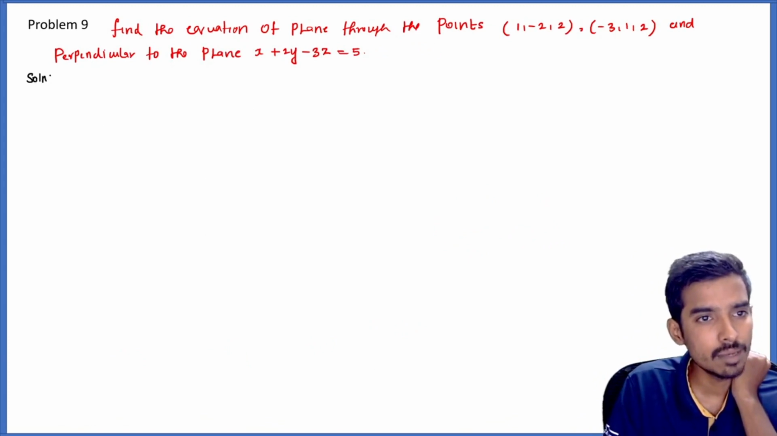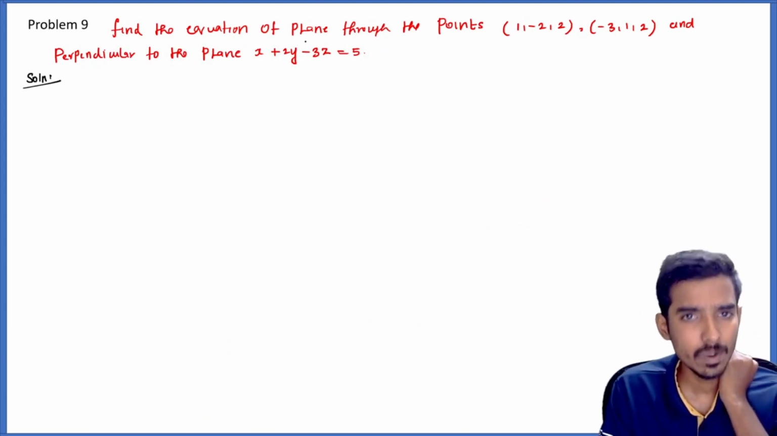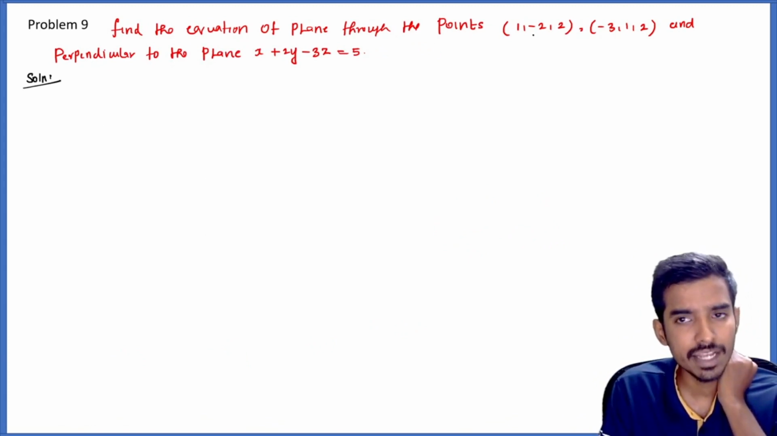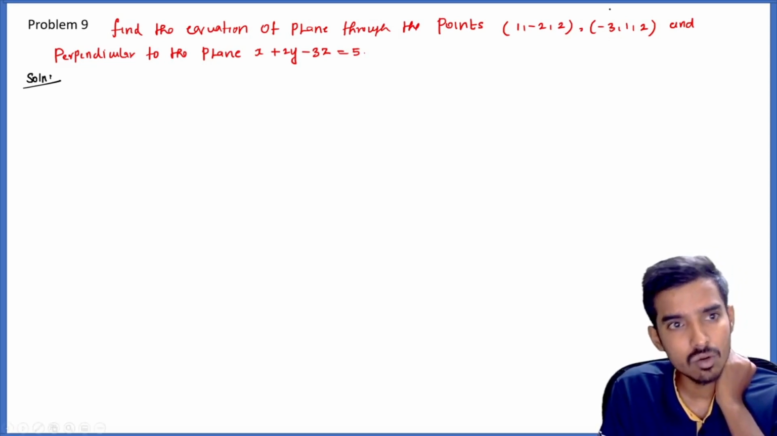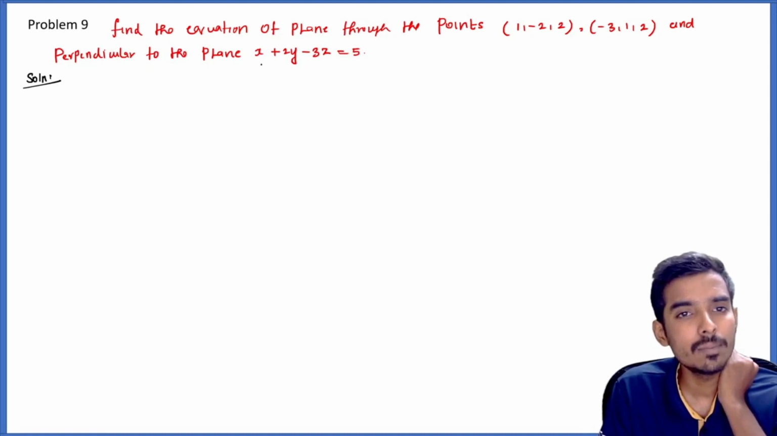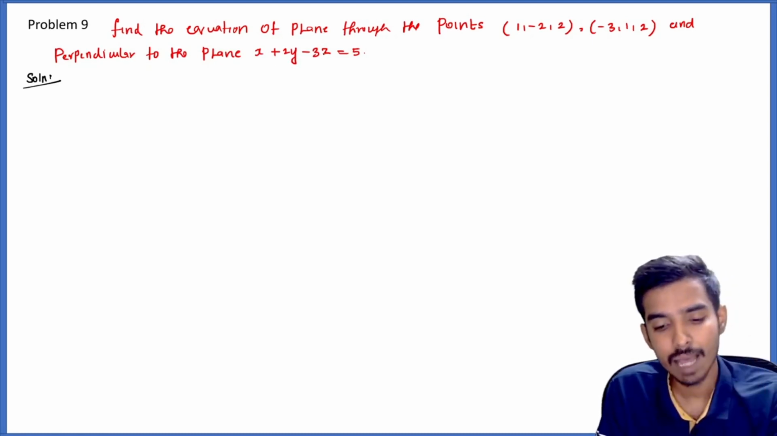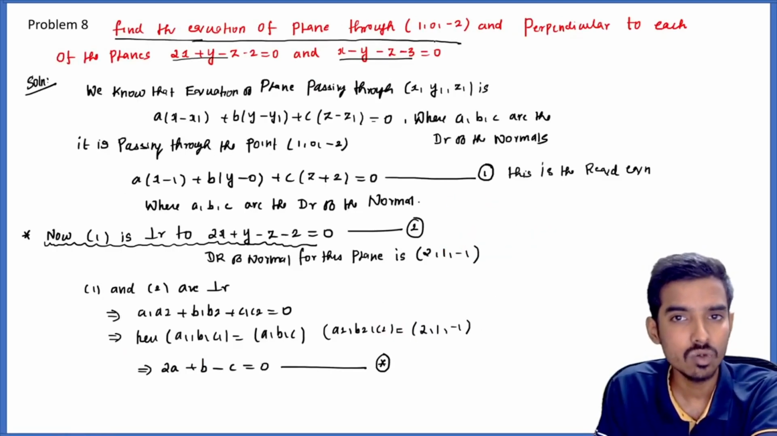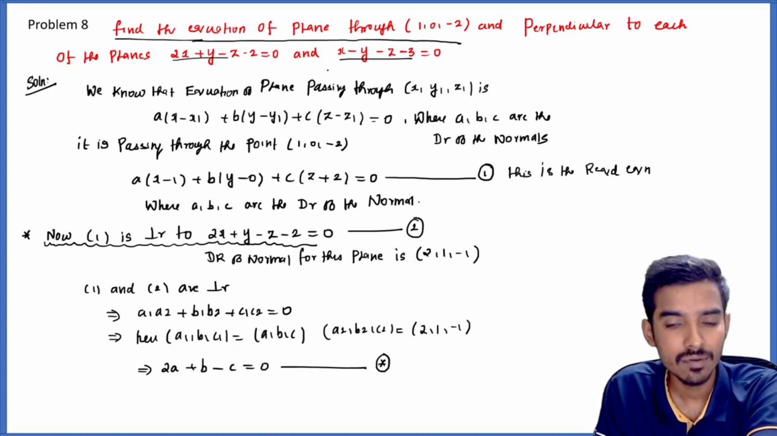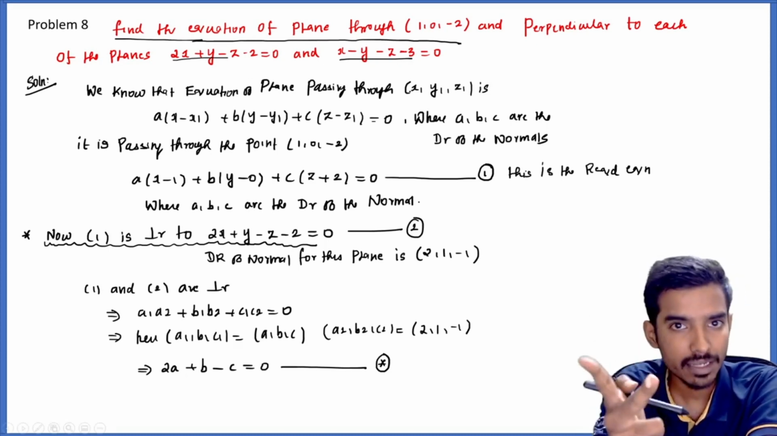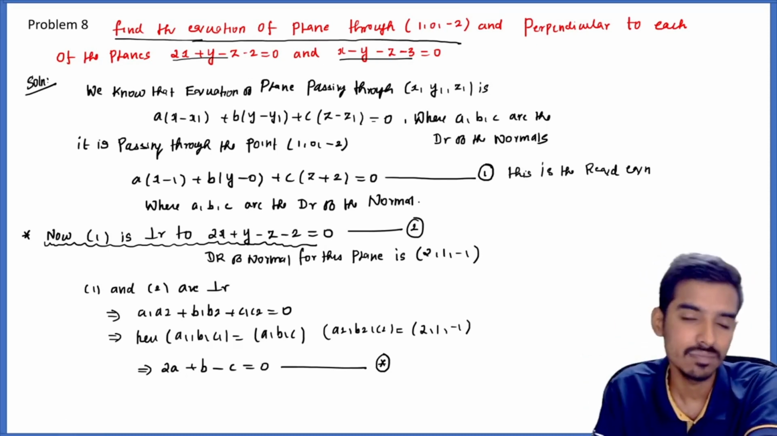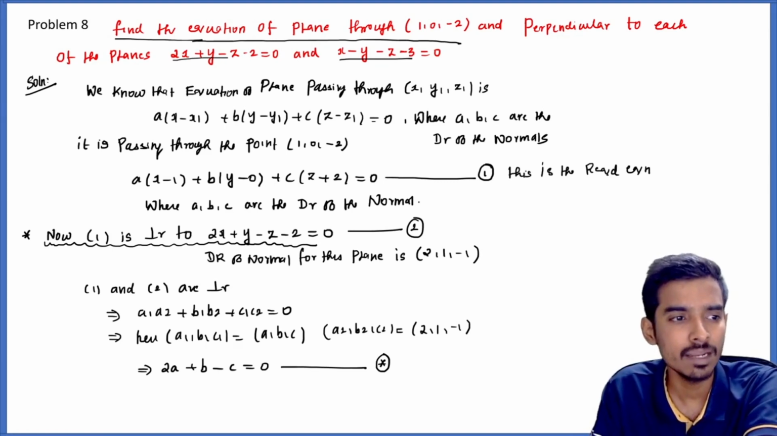Similar to the eighth problem, find an equation of plane passing through the points (1, -2, 2) and (-3, 1, 2) and perpendicular to the plane x plus 2y minus 3z is equal to 5. In the previous problem, they have given passing through one point and perpendicular to two planes. Here they have given passing through 2 points and perpendicular to one plane. Can you see the difference between problem 8 and problem 9?